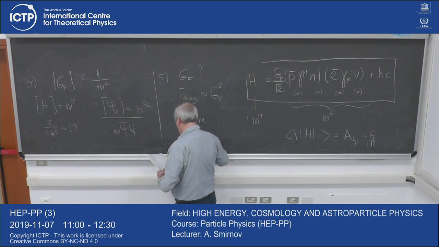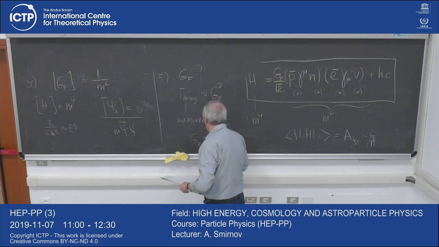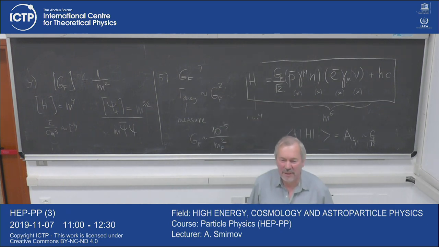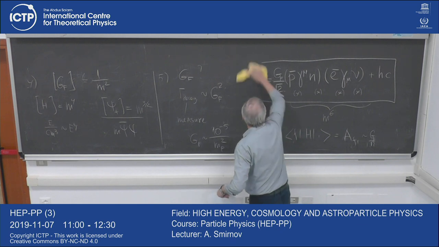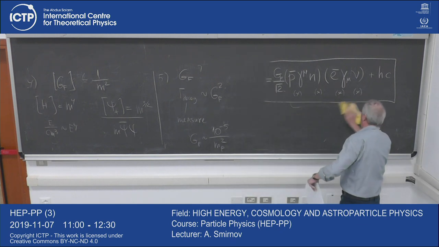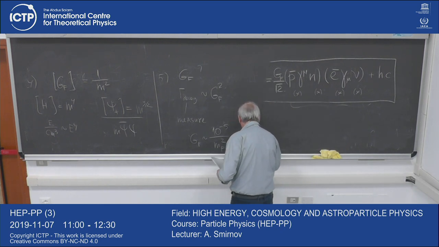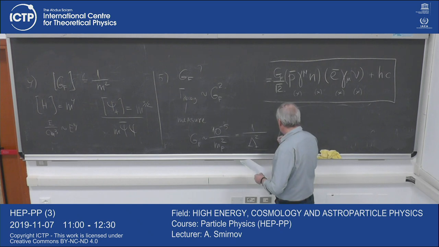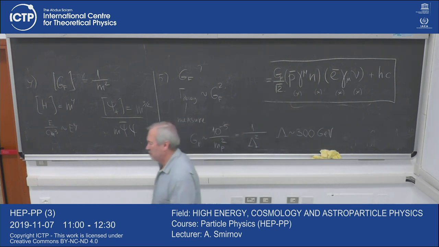And numerically, it's very close to 10 to the minus 5 over the mass of the proton squared. That is just to remember the numerical value. There's not much physics sense in this presentation. You actually can rewrite this as 1 over lambda squared, absorbing this 10 to the minus 5 into the mass here, and this lambda turns out to be around 300 GeV, which has much more sense, as we will see later.